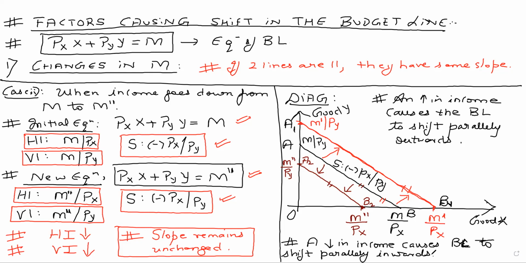So I hope students have understood the budget line shifts when income changes. Okay. Let's now work out the second case. What happens when price of one of the commodities changes? Okay. So let's erase this off. Let's look at the equation of the budget line, which is px into x plus py into y equal to m. This is the equation of the budget line.